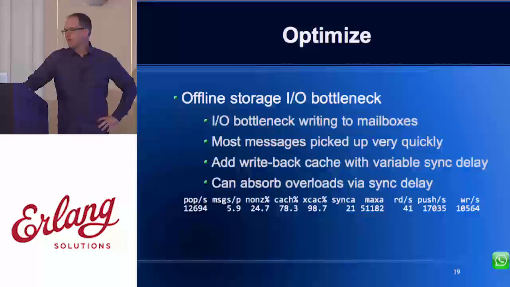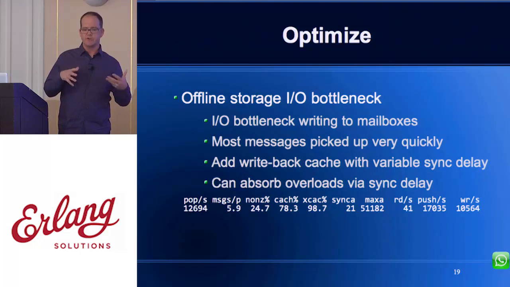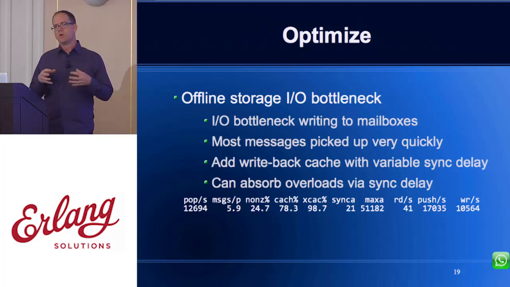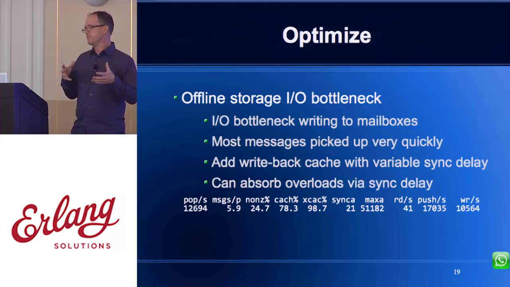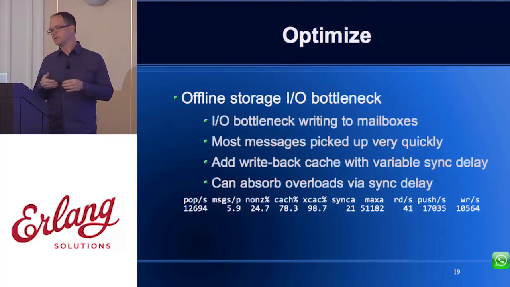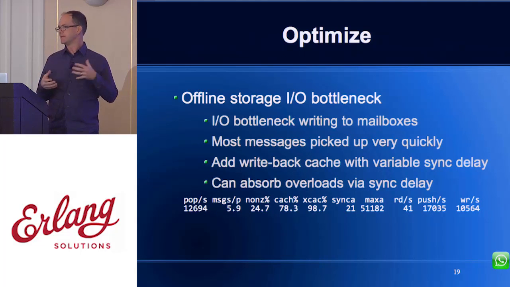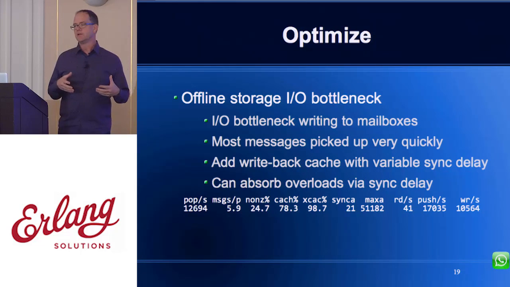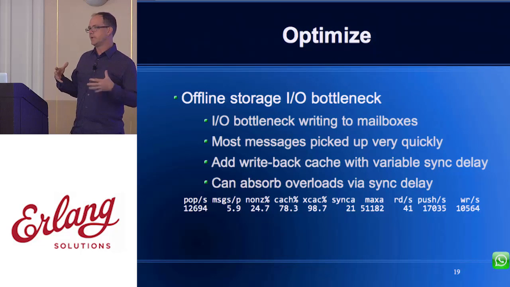So here's an example of some optimizing work we did. The offline storage system used to be a big bottleneck when we had load spikes because we just couldn't push stuff to the file system fast enough. Now, it turns out that most messages are picked up very quickly. I think the last time I looked, it's something like 50% within 60 seconds. So in a lot of cases, we'd like to be able to deliver those messages before we even have to push them into the file system.